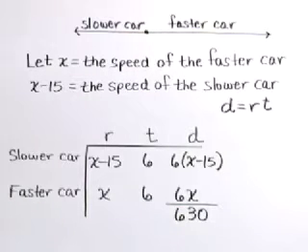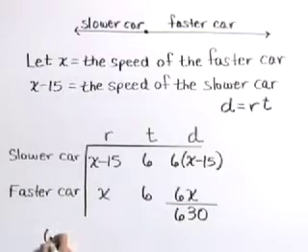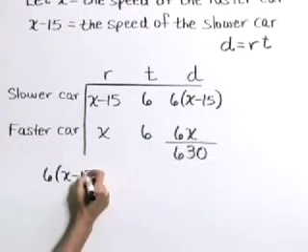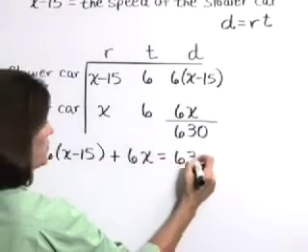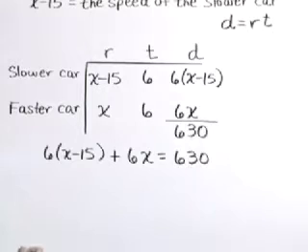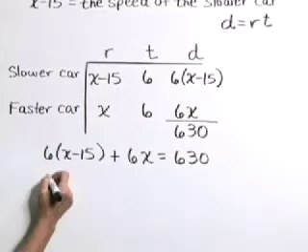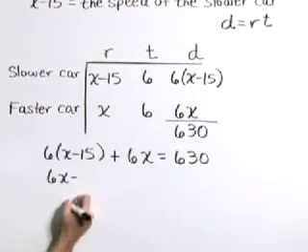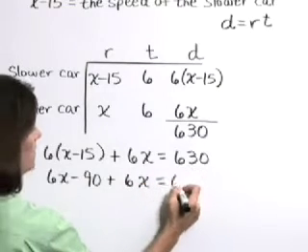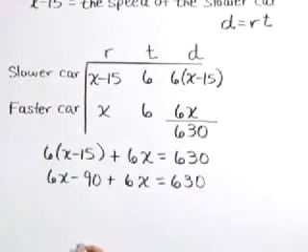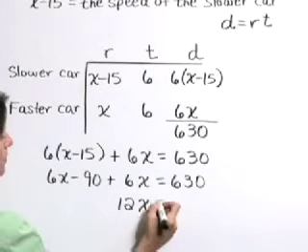So as step 3, let's write our equation. The sum of the distances is 630. So 6 times x minus 15 plus 6 times x is equal to 630. Now let's solve this equation as step 4. Using our distributive property up front, 6x minus 90 plus 6x is equal to 630. Combining like terms, that's a 12x.